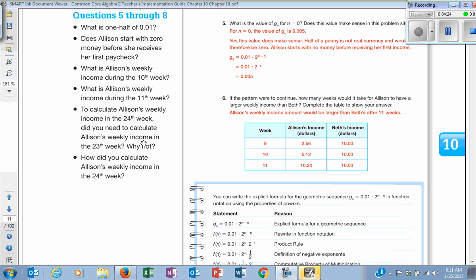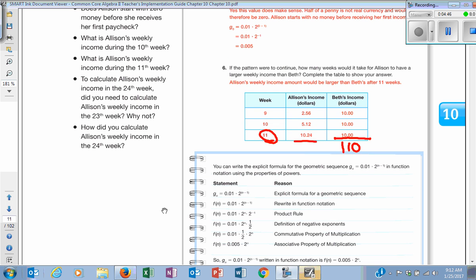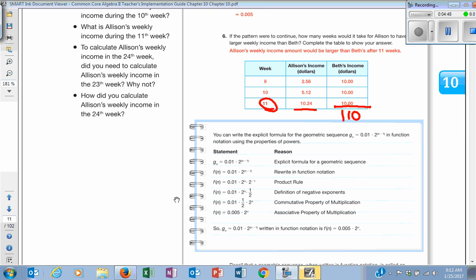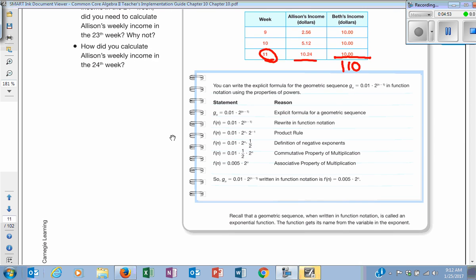So if we continue the pattern on, you can see after the 11th week she starts to catch up. But if we added all these, this girl's total would have already made $110, and she would have made way less so far in her career. But very soon, in a couple of weeks, she's going to make more money than that girl will ever see, probably in her lifetime.